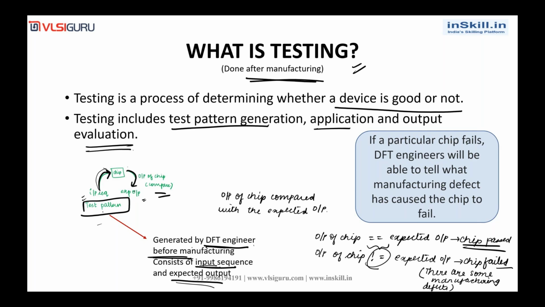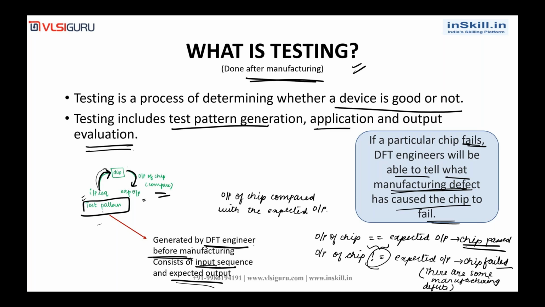Okay. So if a particular chip fails, DFT engineers will be able to tell what manufacturing defect has caused the chip to fail. So how are we able to give this detail? That we will be able to understand, that we will explain during our regular course. Once you complete the 3.5 months of DFT training, then you will be able to understand how DFT engineers are able to tell what manufacturing defect has caused the chip to fail.